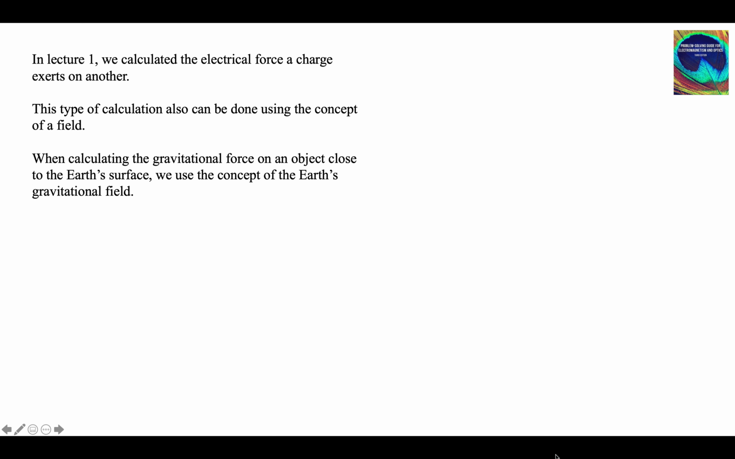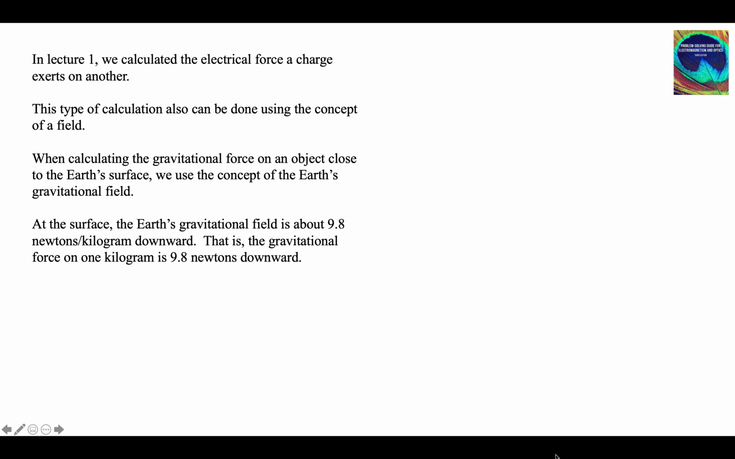In Lecture 1, we talked about electrical force. One charge exerts an electrical force on another charge. This type of calculation can also be done using the concept of a field. You should be familiar with this concept from the first semester of physics. When calculating the gravitational force on an object, we use the concept of the Earth's gravitational field. The Earth's gravitational field is 9.8 newtons per kilogram, and it's downward.